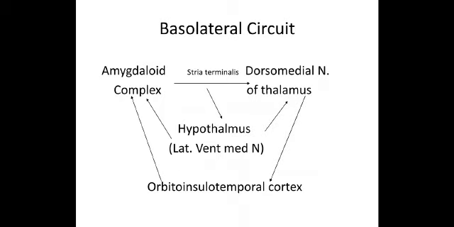And there is another circuit, which is the basolateral circuit, which has connection with the stria terminalis from the amygdaloid complex. As you all know, the amygdala recognizes threatening facial expression of another individual, estimates the danger and evokes fear response in the host, and the dorsal medial nucleus of thalamus. Finally, as we said, the hypothalamus is the central structure which has two-way communications. So it also has connection with the orbito-insulo-temporal cortex.